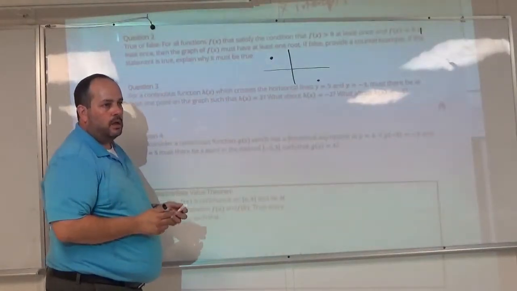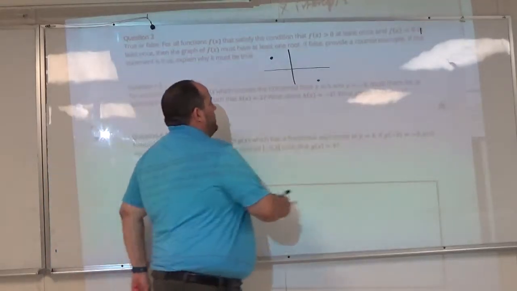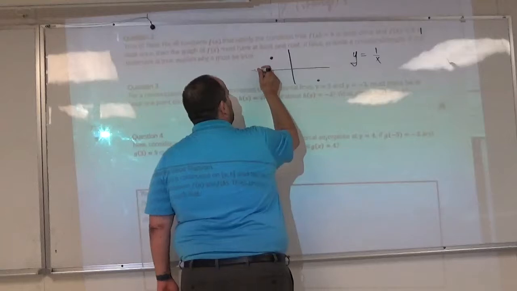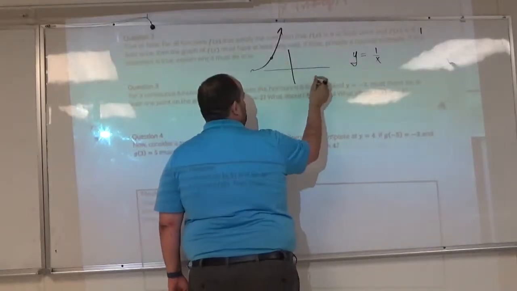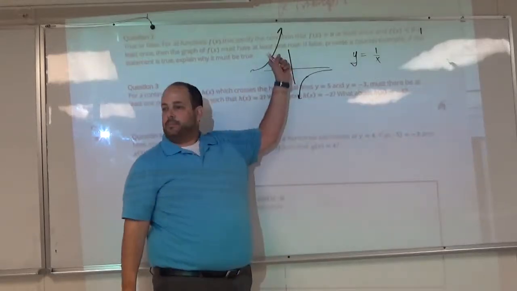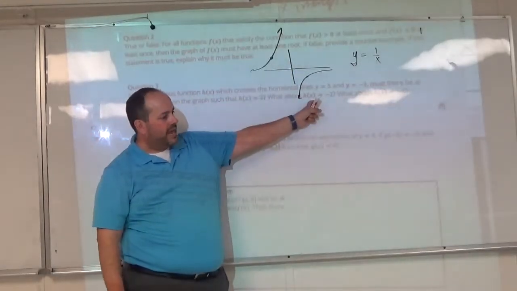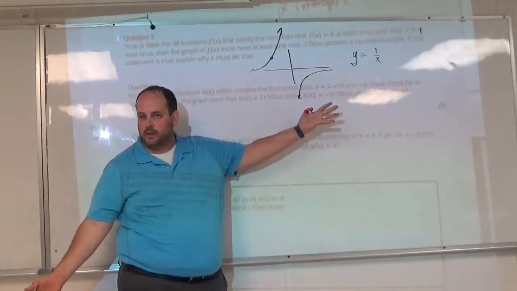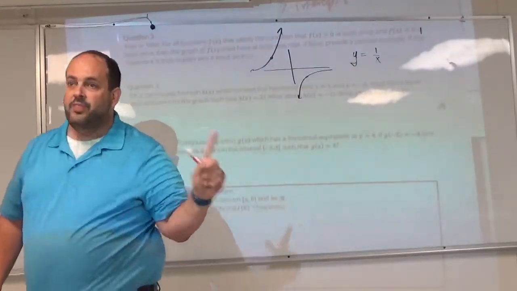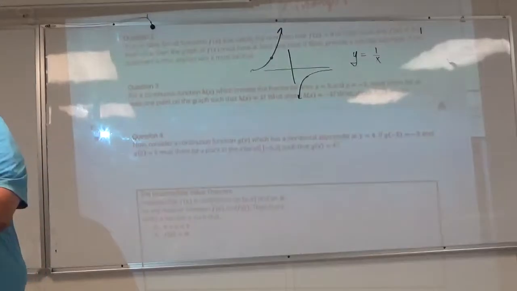For example, a parent function 1 over x. Okay. The parent function 1 over x does something like this, right? I'm kind of drawing it a little exaggerated. There are points above the x-axis. There are points below the x-axis. Are there any roots? There's no roots. So it's possible.